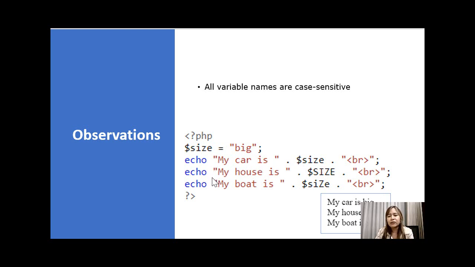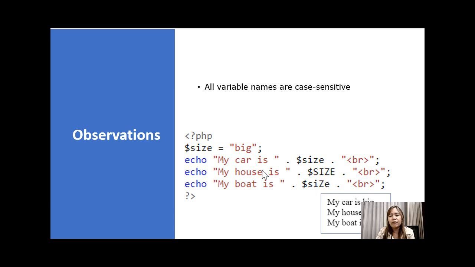For the second echo statement, you're using capital SIZE, and this is a variable that is no longer recognized. Because you don't have any declaration of size in capital letters, it doesn't have any value. That's why the second statement, my house is, is just left blank, because size here does not contain any value, or rather it is not recognized, or it does not exist. It will not make any error, it will simply leave it blank.